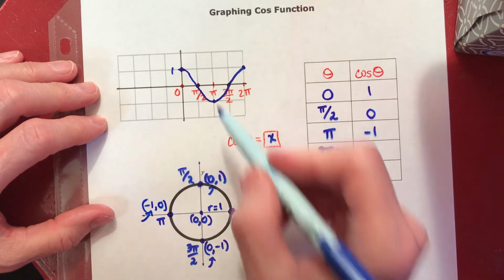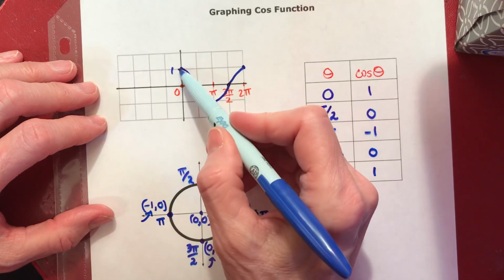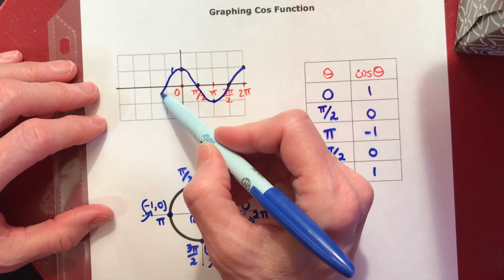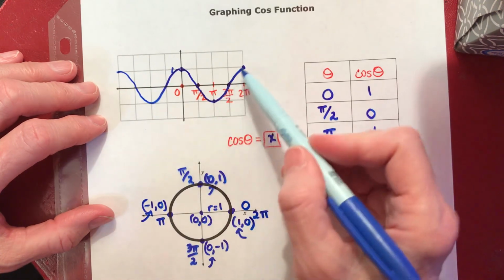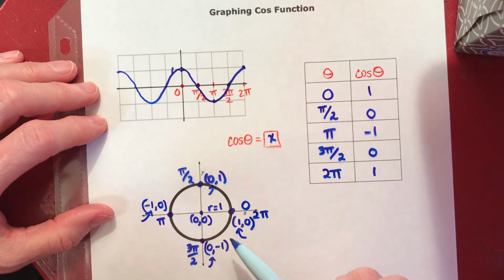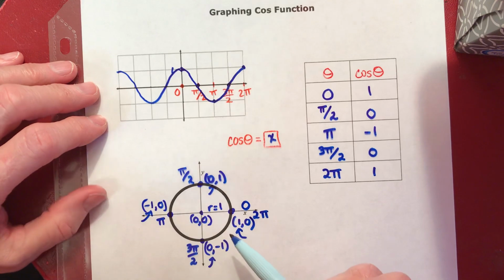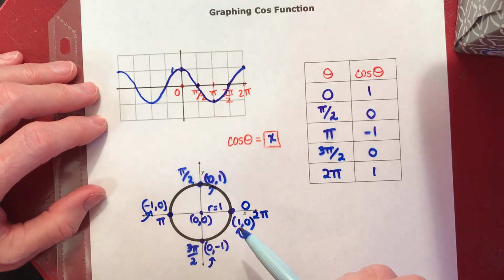So that's the cosine function, and just as with the sine function, this pattern repeats. It's a sinusoidal wave, and it would keep on going forever and ever this way. So there's a little intro to graphing the cosine function.